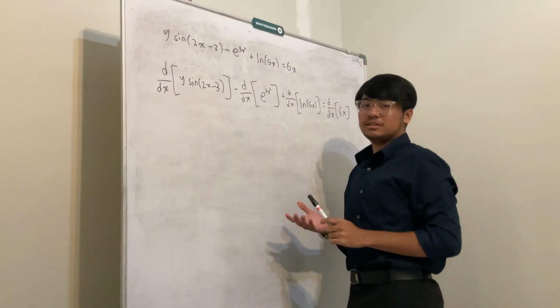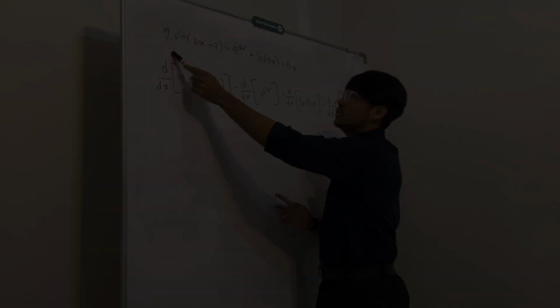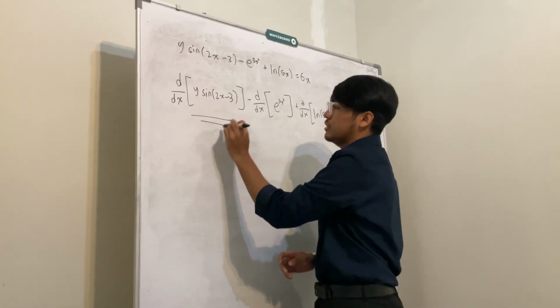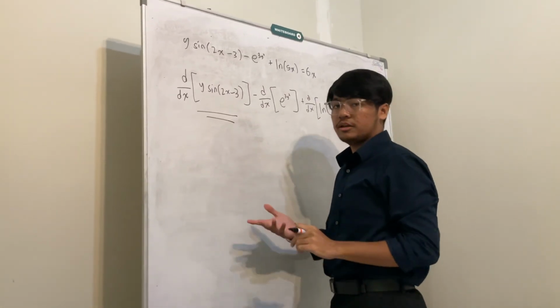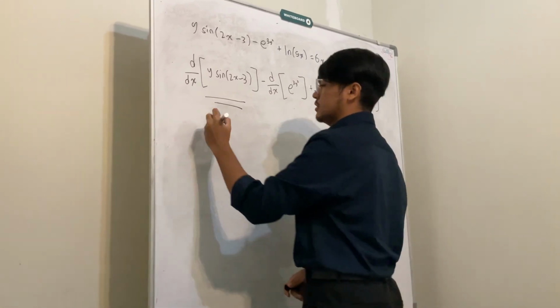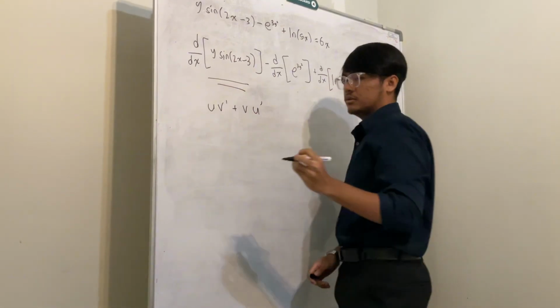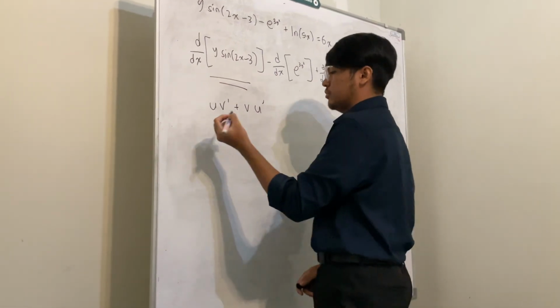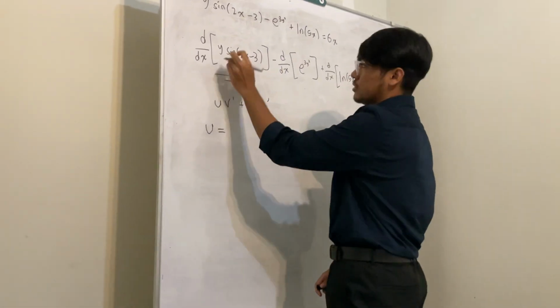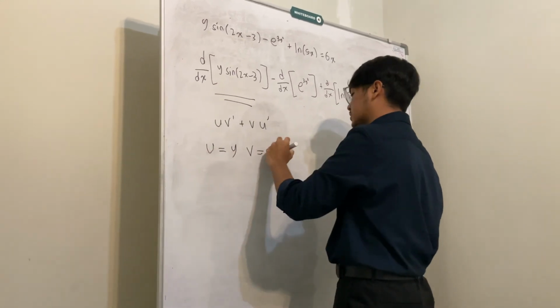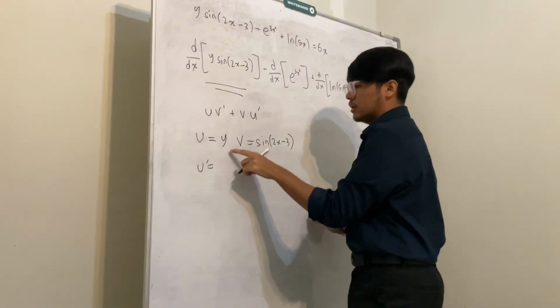To do this, we need to apply the chain rule. For this one, we can apply the product rule. So what is the u and what is the v? u equals the first function, and v equals the second function of 2x minus 3. If we take the derivative of y, we will get dy over dx.